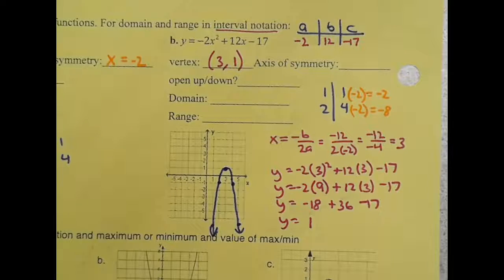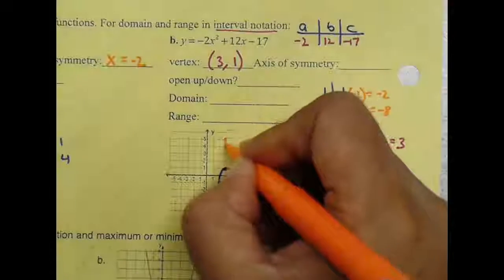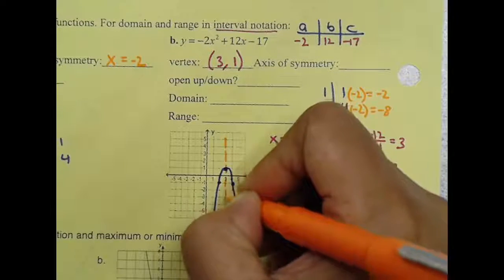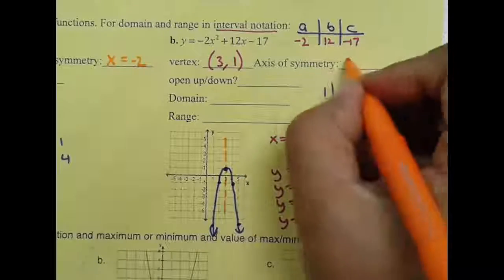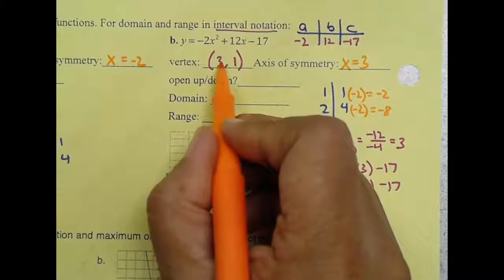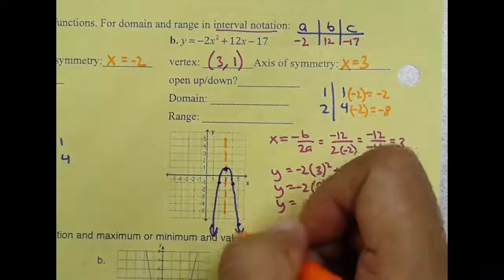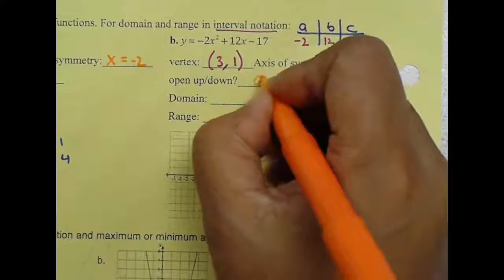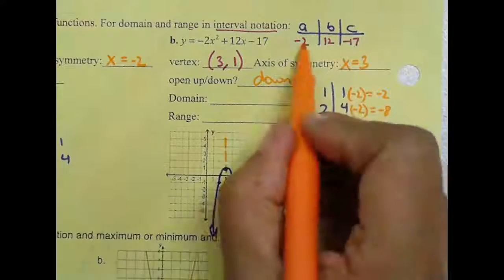All right, the axis of symmetry is what goes right down this middle. And notice that goes right through the number 3. X equals 3. You can look at the graph or you can look at right here. X is 3. It's pointing downwards, and that's because the A is negative.